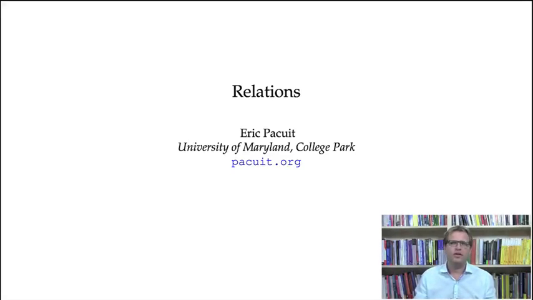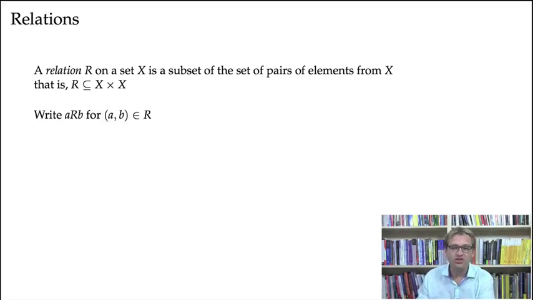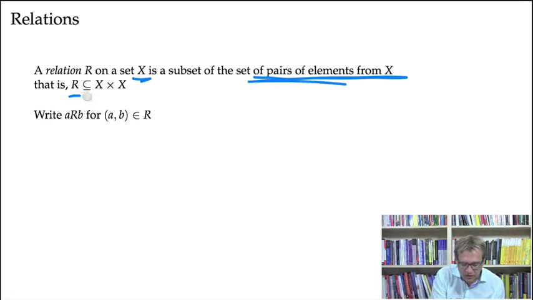So let's take a look at the definition of a relation. Now, a relation on a set X is going to be a subset of the set of pairs of elements from X. That is, R is a subset of X cross X. Now, if this notation doesn't mean anything to you, an example will help clear it up.